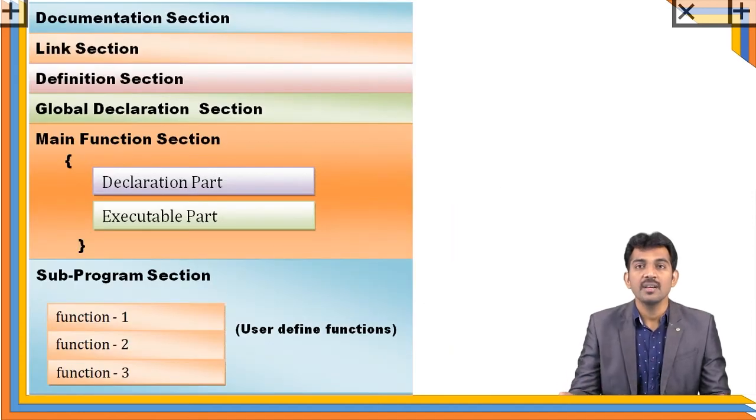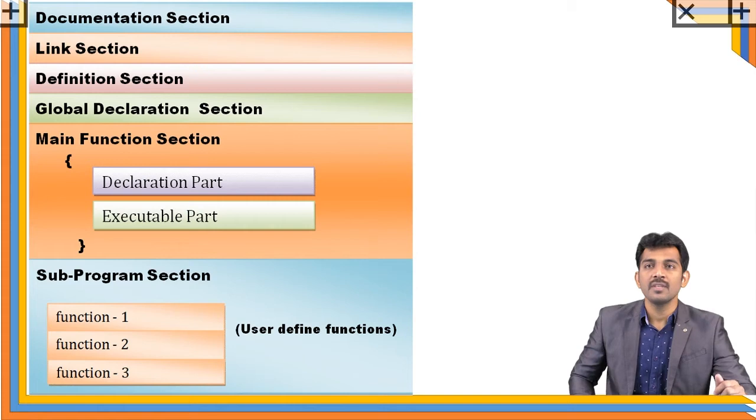This is the structure of a C program. It should be like this: first, documentation section, linking section, definition section, global declaration section, and main function and subprograms. Again, the main function is divided into 2 parts: declaration part and executable part. Is this clear?